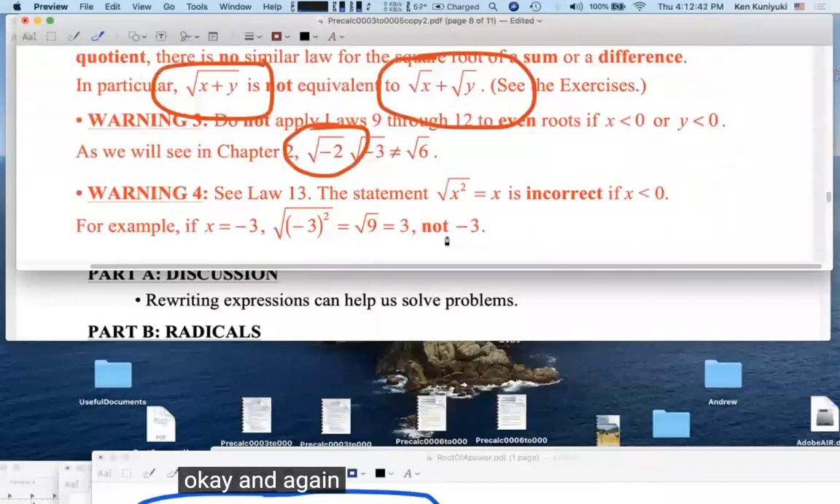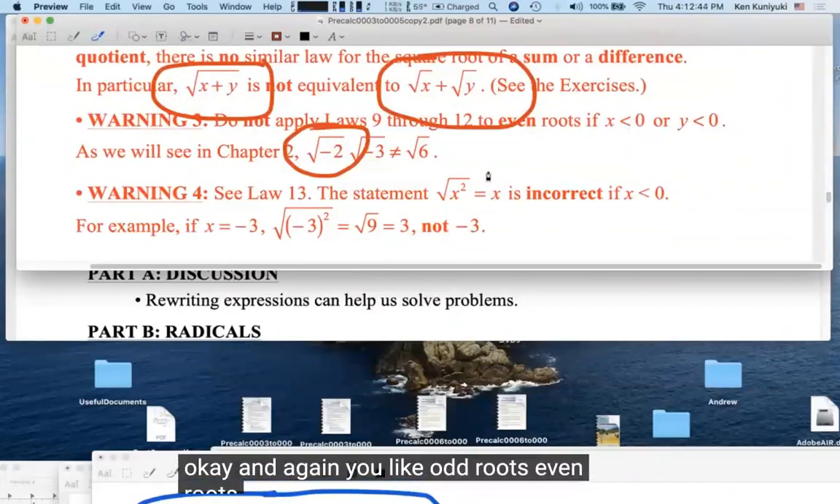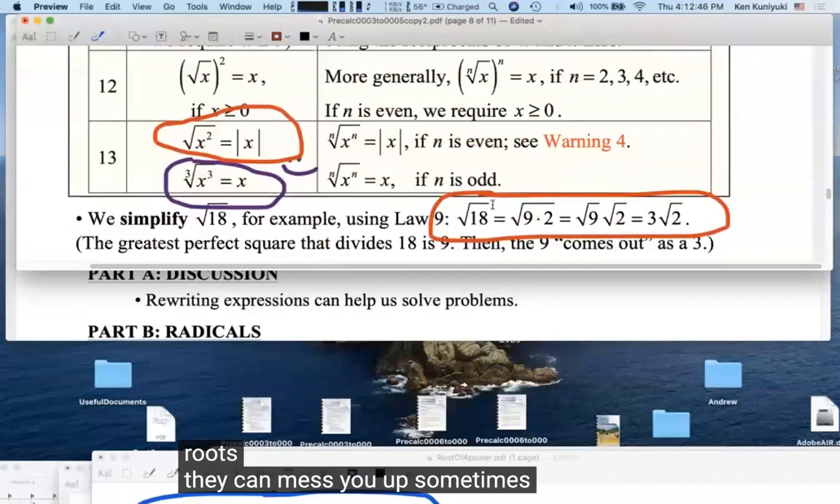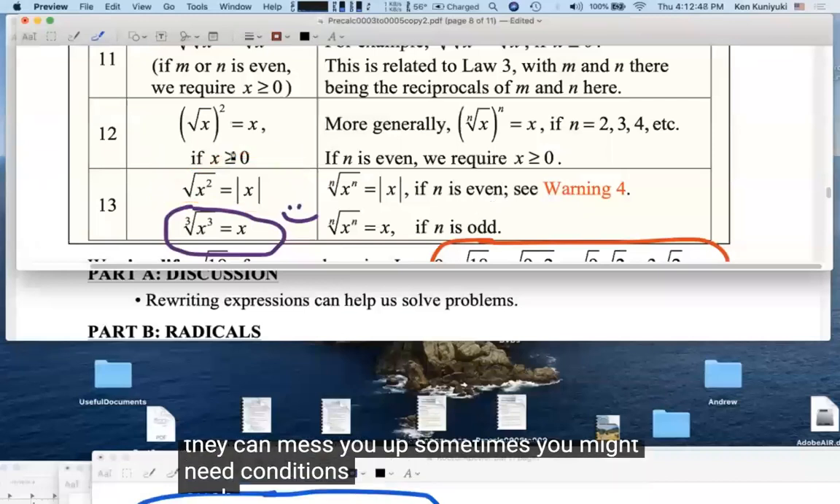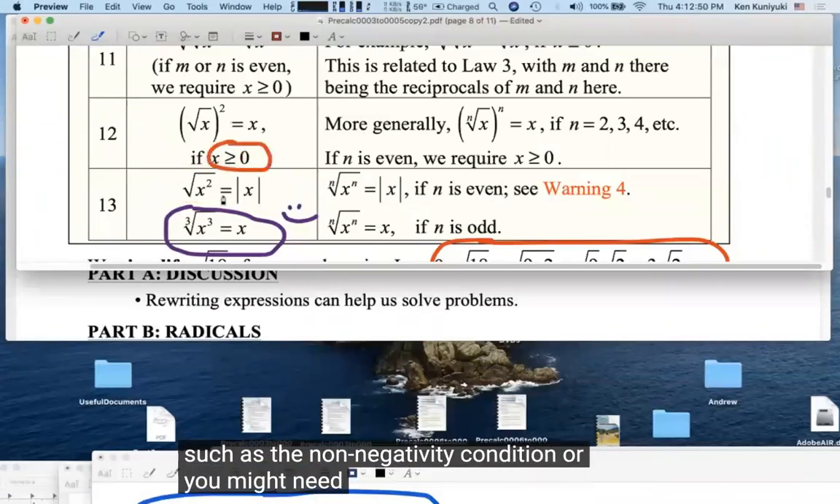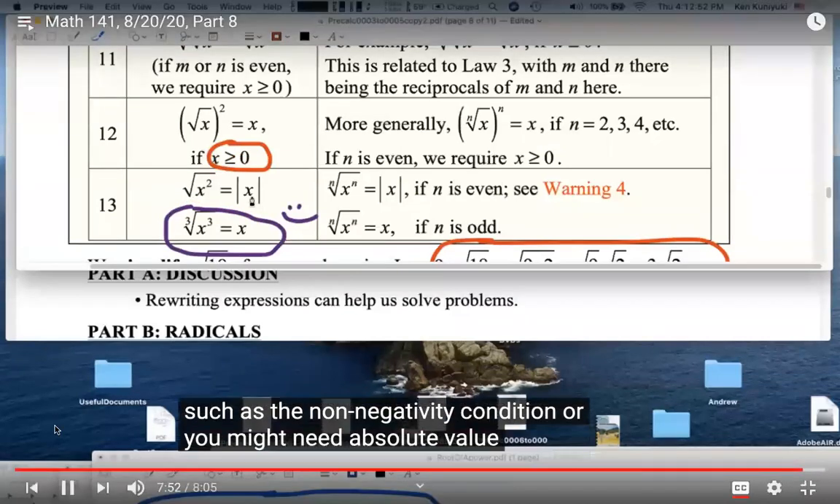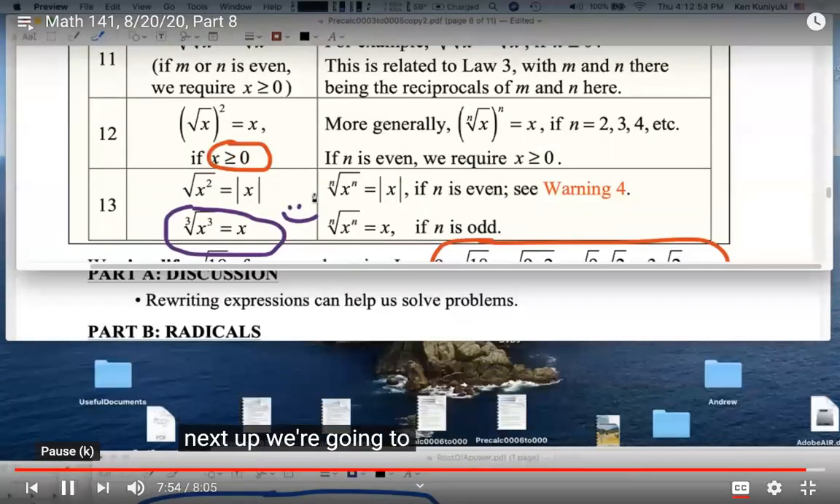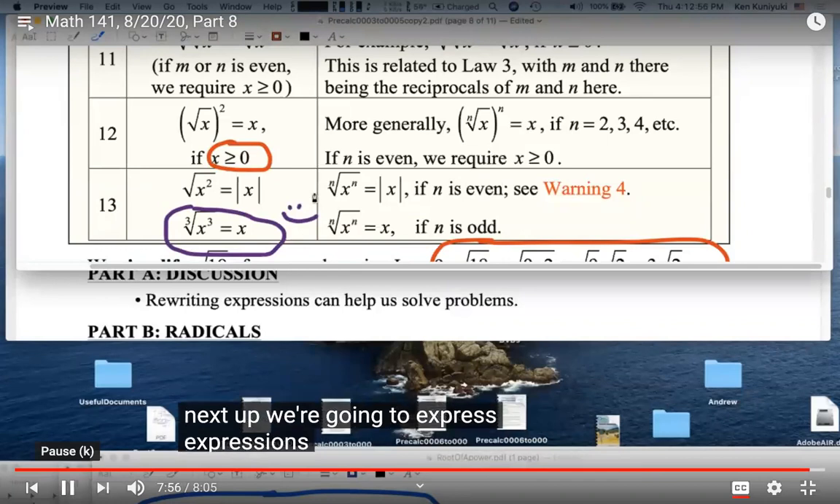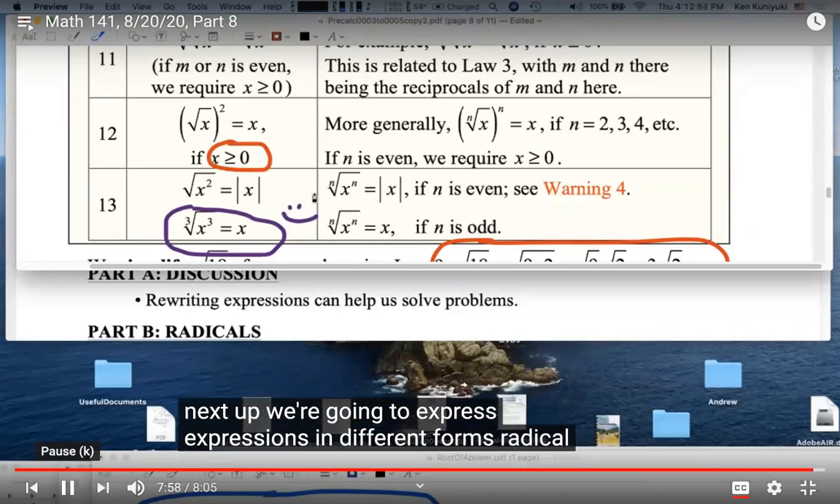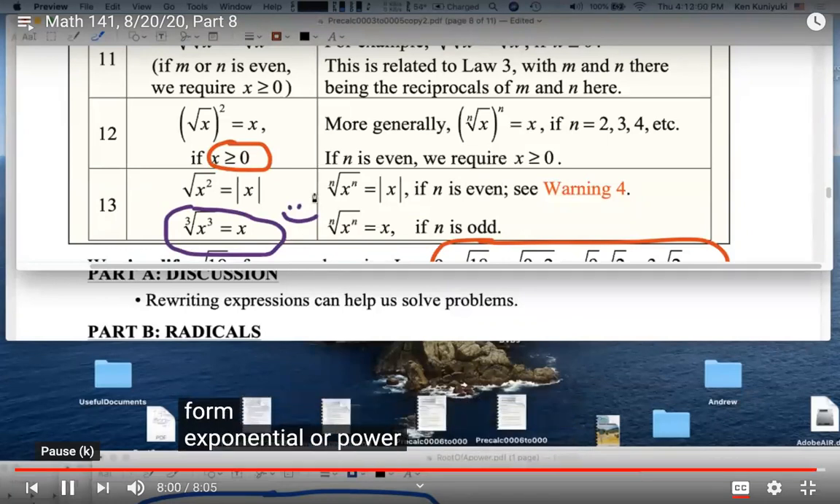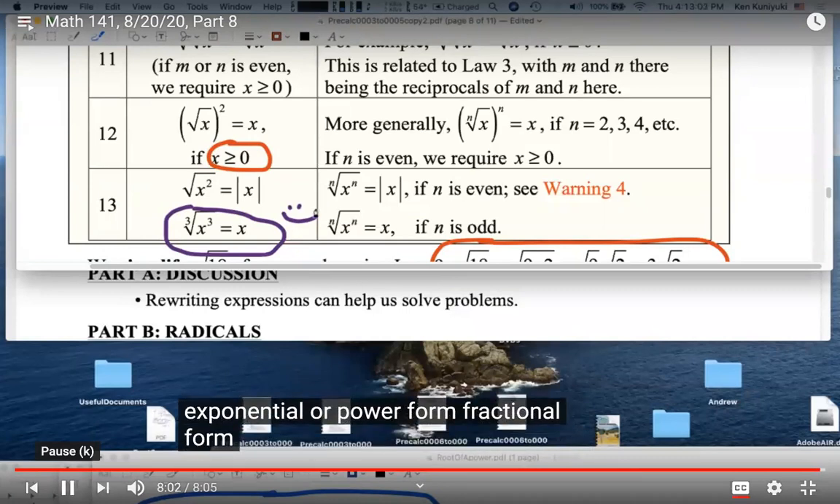Okay. And again, you like odd roots. Even roots can mess you up sometimes. You might need conditions, such as the non-negativity condition, or you might need absolute value. Next up, we're going to express expressions in different forms: radical form, exponential or power form, fractional form.